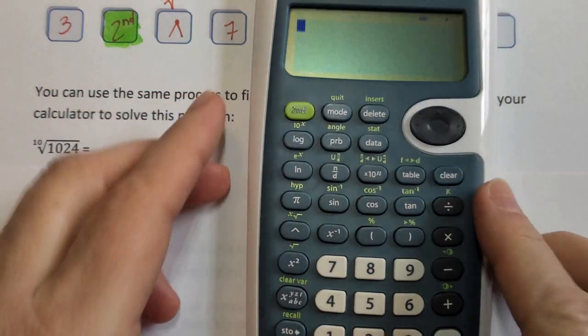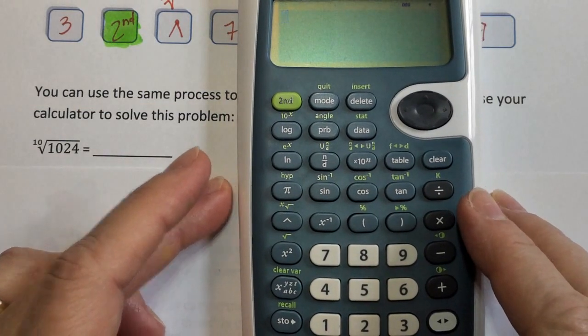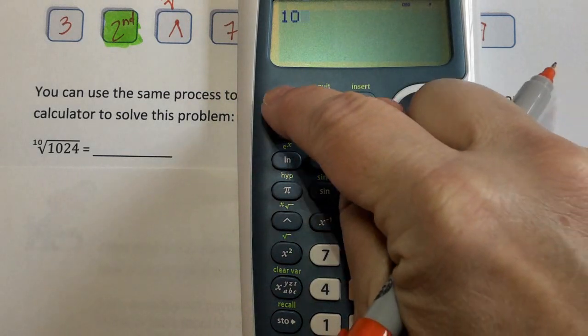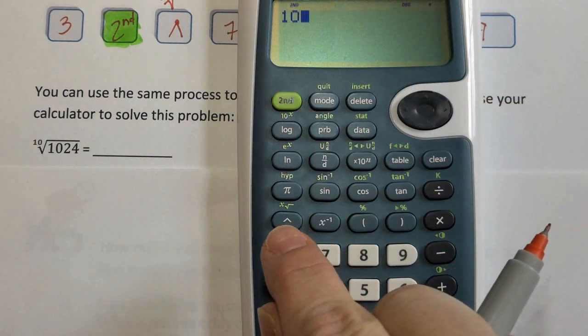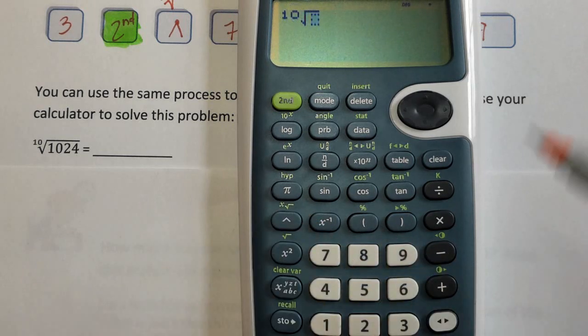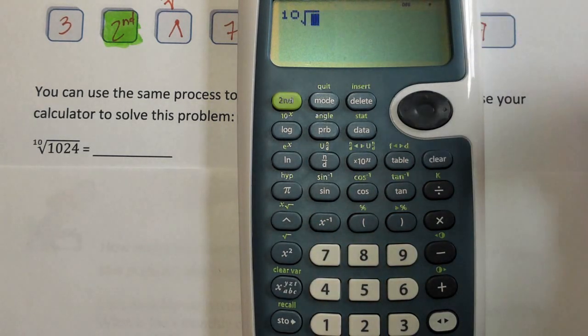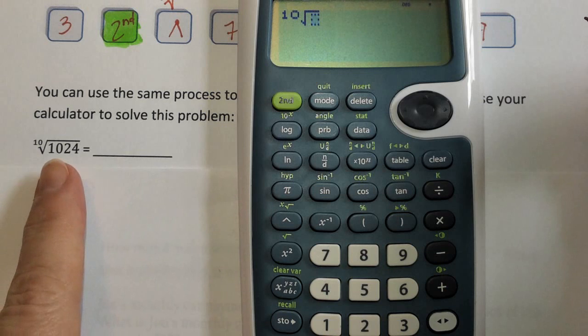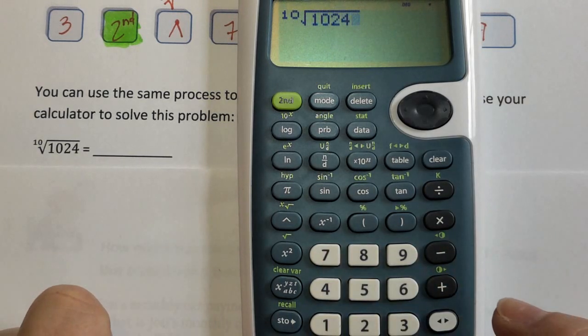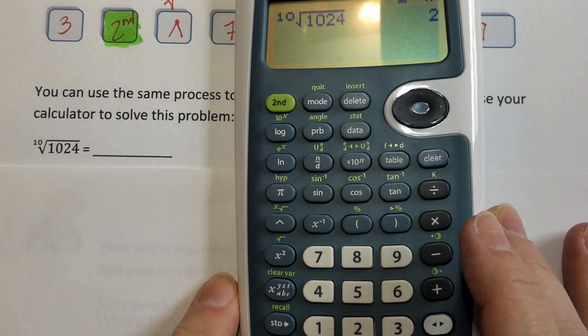So let's do it together. We have, put in the root, it's going to be the 10th root, and now we're going to have to hit 2nd so we can shift, and then find it. There it is. We already said what the x is, but we have to hit it. There. See how small that 10 got? That means that you did it right. And the number we're using here is 1,024. So the 10th root of 1,024 is just a 2.